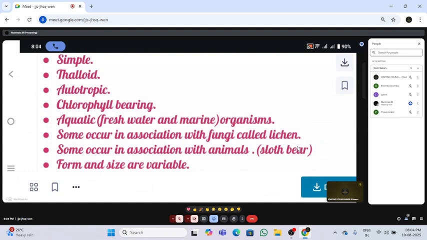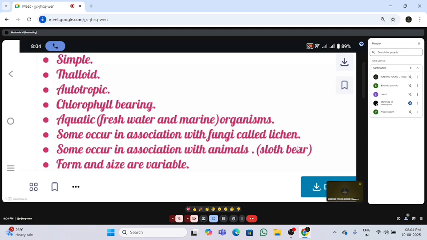Algae are phototrophic, non-embryophytic, simple aquatic thallophytes. The term algae was given by Linnaeus. The study of algae is phycology. The father of phycology is F.E. Fritsch, and the father of Indian phycology is M.O.P. Iyengar. Algae means seaweed.